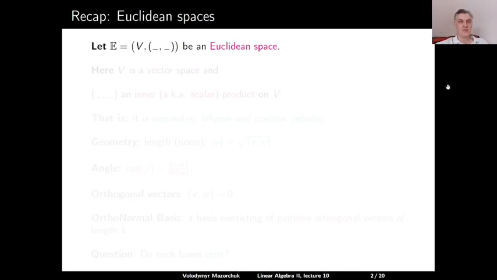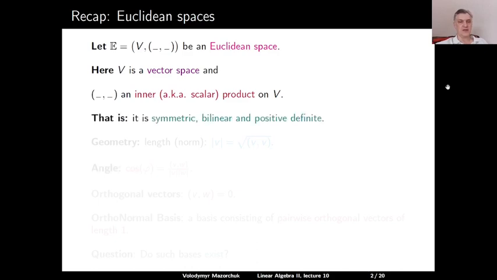Let E be a Euclidean space. A Euclidean space consists of a vector space, let's call it V, and a fixed inner product on V. An inner product is a symmetric, bilinear, and positive definite form. So we have two arguments from V, the output of the form is a real number, and this form should be symmetric, bilinear, and positive definite.